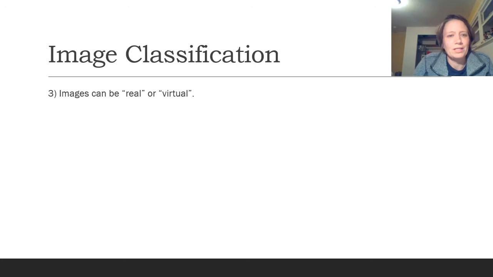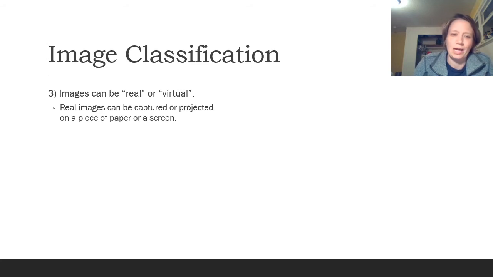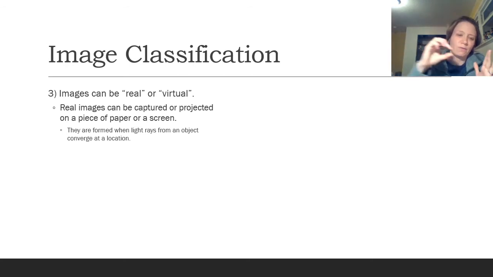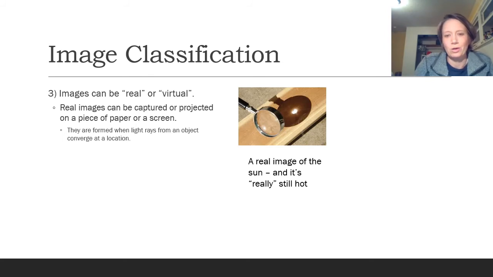And the third way we classify images is called virtual or real. And this is really interesting. Real images are images that we can actually capture, or we can project them onto a piece of paper or a screen. So if you've ever seen a picture being projected on a screen, you've seen a real image. These real images are formed when light rays from an object converge, which means come together at a single location.